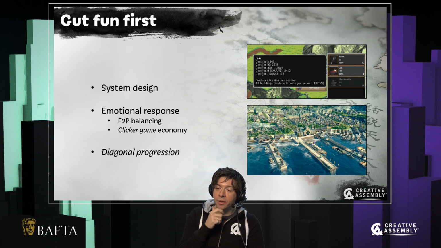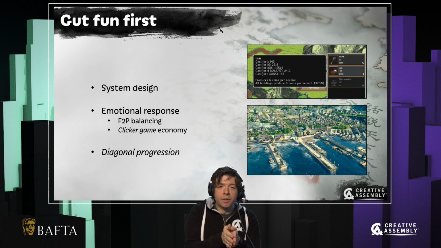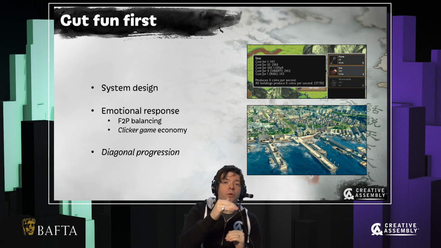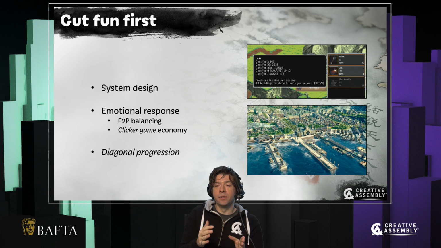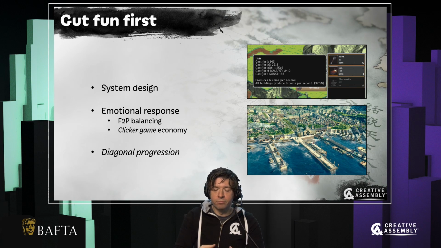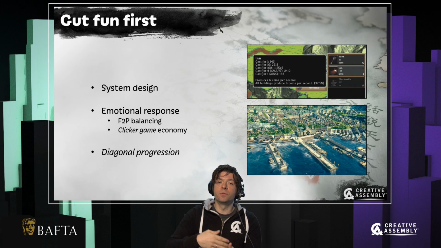Anno 1800 is a good example, where what I would call the diagonal progression, where you start with a limited set of resources, and this can really spiral out of control in terms of numbers. But by adding additional resources into the production chains, you make sure that the system as a whole is still in a good place, and it doesn't spiral out of control easily.